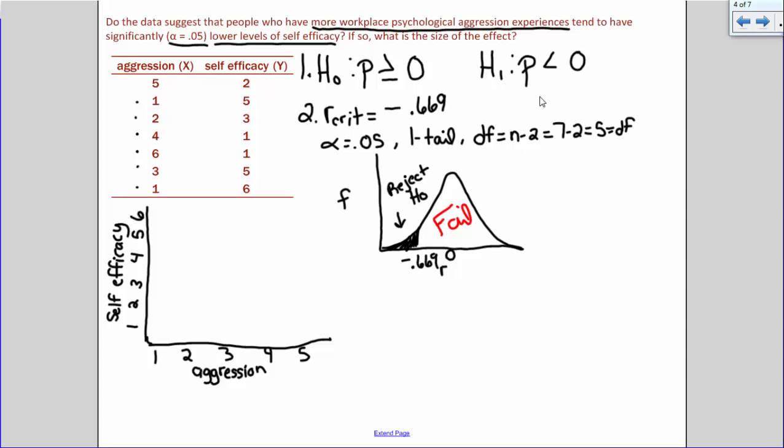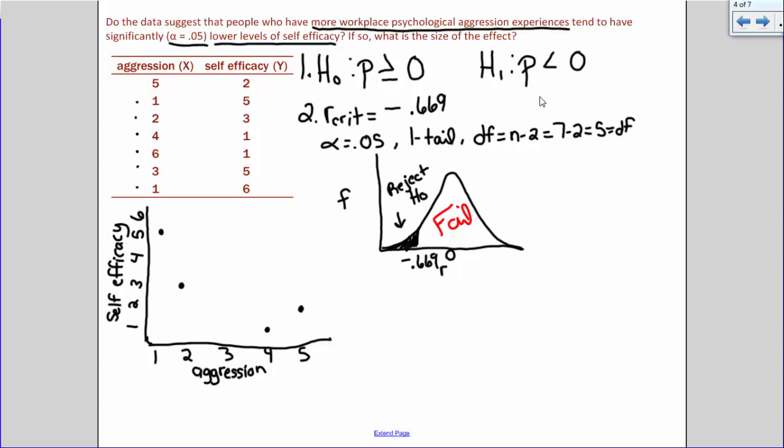All right, now we're ready to find our dots. So 5 and 2. 5 is right here along the x-axis, and then go up to 2. That's that first person in our data set. Then we need to find 1 along the x-axis, and go up to 5, right here. 2 to 3, so 2 along the x-axis up to 3, right here. 4 and then 1, so 4 aggression, 1 self-efficacy, right there.